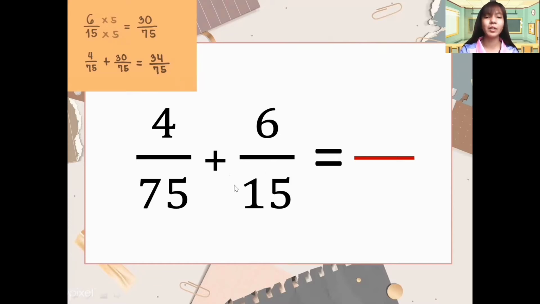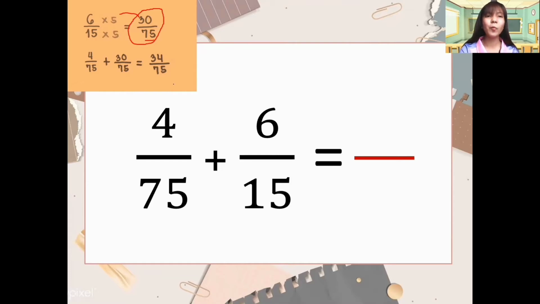Because our goal is to make the same denominator. So we have to multiply it by 5. Whatever the number that you multiply in the denominator, you have to do the same in the numerator. So 15 times 5, 75. Alright? And then 6 times 5, 30. Okay? So now we have 30 over 75. From 6 over 15, it becomes 30 over 75.